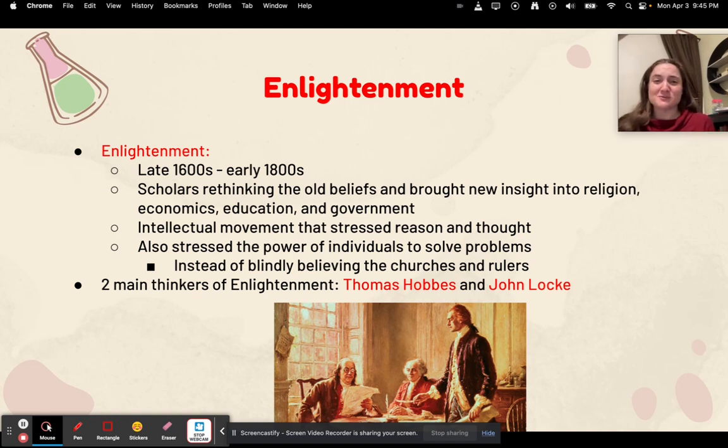So it was an intellectual movement that stressed reason and thought. So instead of just blindly believing in the churches and their government rulers, scholars really pushed for people to think on their own and how things work. There were two main thinkers of the Enlightenment. That would be Thomas Hobbes and John Locke.